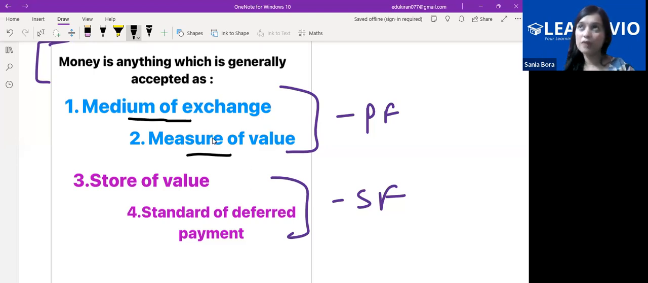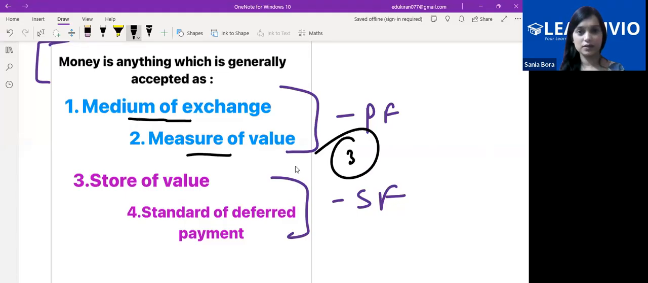But currently, if I ask you, what is money, Ibrahim? You will say, ma'am, money is anything which is generally accepted as medium of exchange, measure of value, store of value, standard of deferred payment. You said all the 4 words, you are done, you got the 3 marks. Full marks. But this is the meaning.